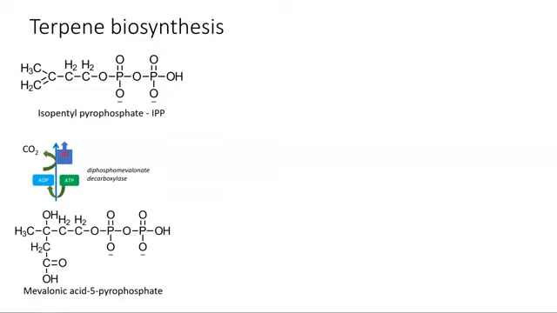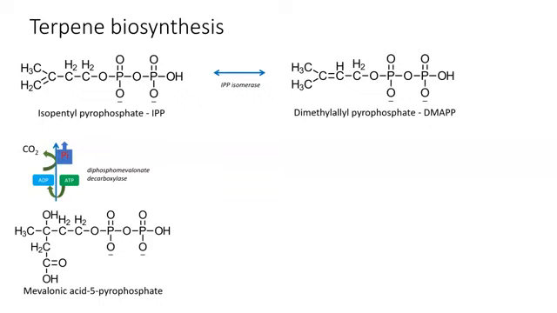The isopentyl pyrophosphate can be isomerized into dimethylallyl pyrophosphate. This reaction is reversible using the same enzyme. These two, the IPP and the DMAPP, then serve as the basis of the formation of terpenes.